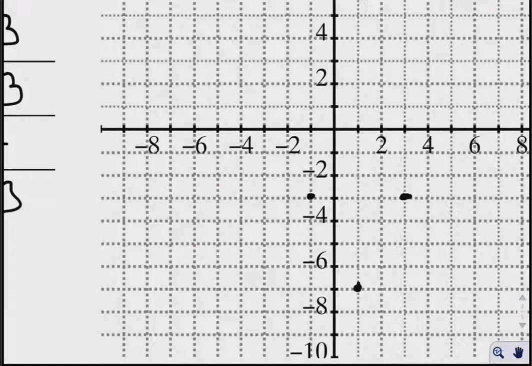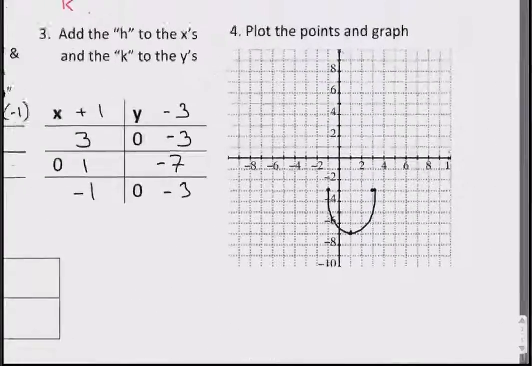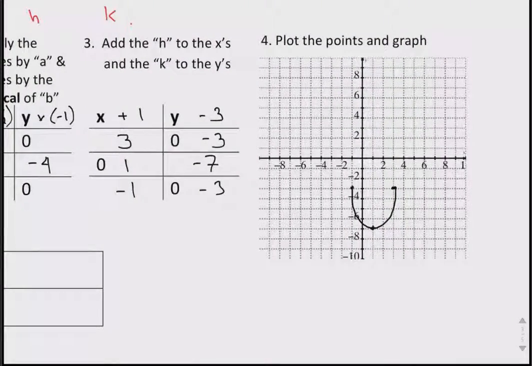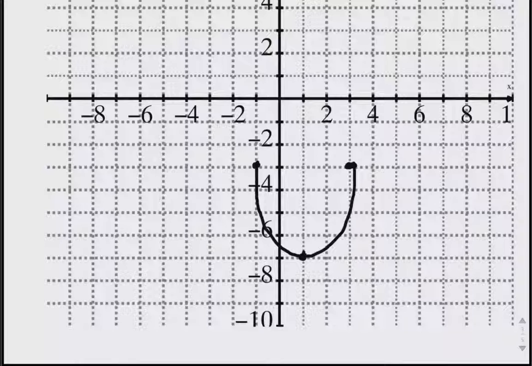If I connect my dots, this is not a parabola. It's more like a half oval. I don't put lines on the end, I just leave it as it is. But there it is, my transformed half circle. In terms of the domain, before I write it out, let's notice that the domain is everything from here to here, so from negative 1 all the way to 3. As far as my range goes, it's everything from negative 7 all the way up to negative 3.